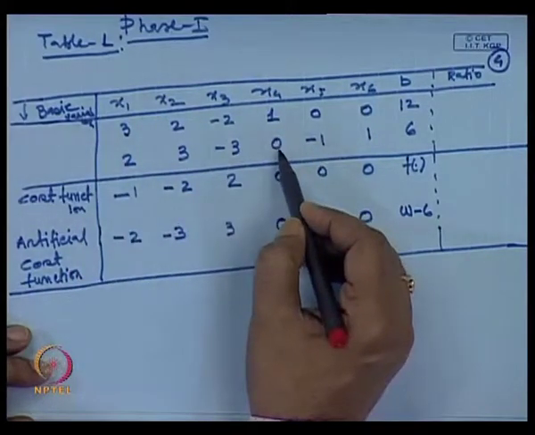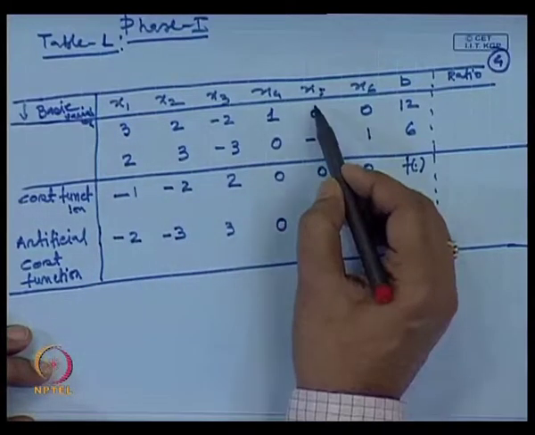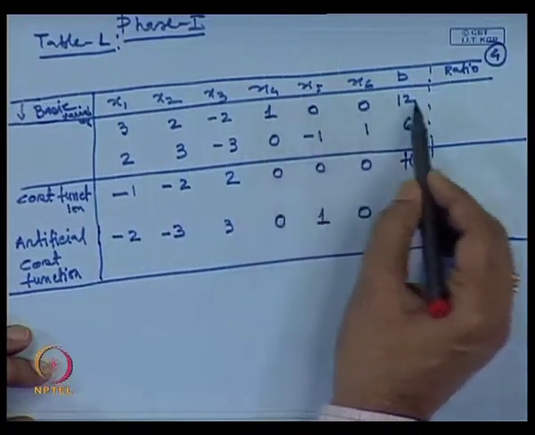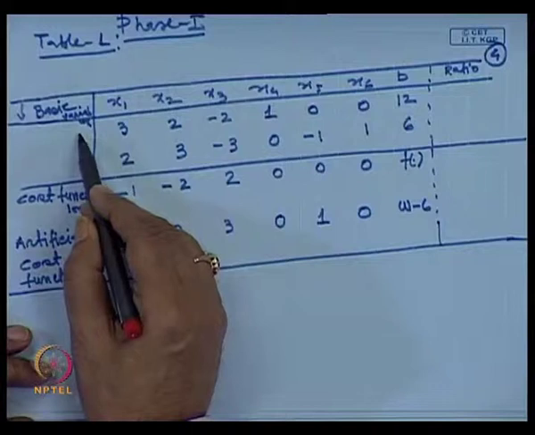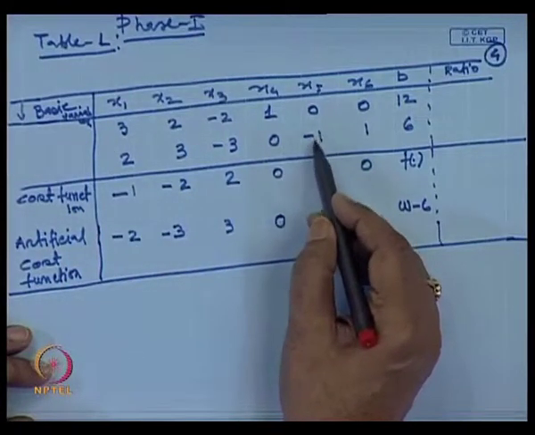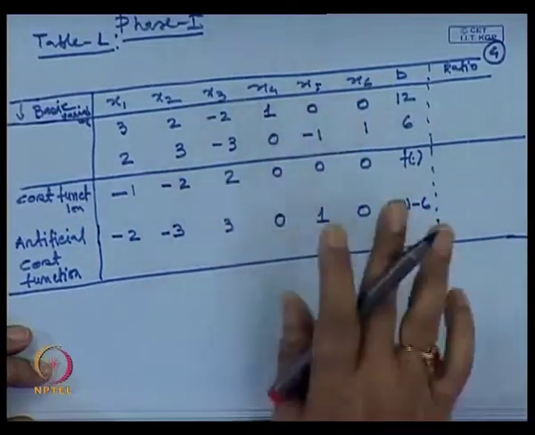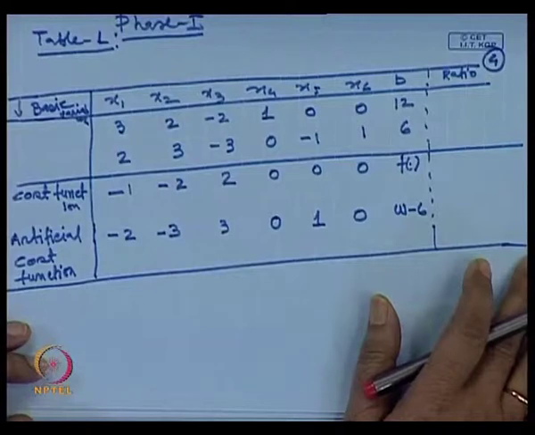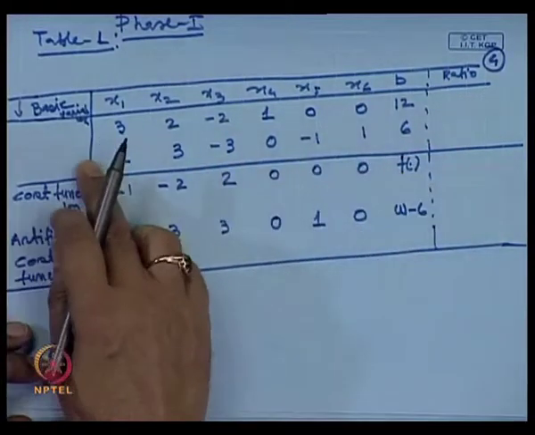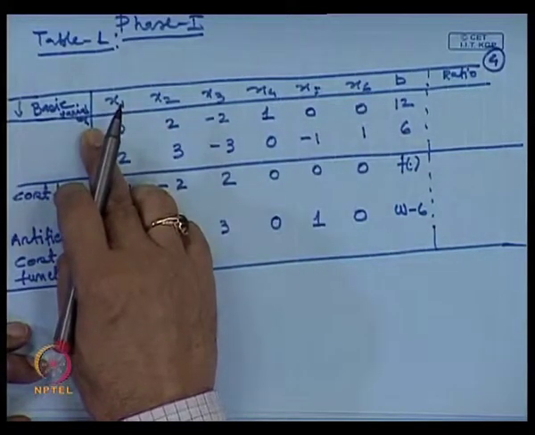it does not belong in equation number 2. Agree? But x 5, you see that x 5 does not appear in equation number 1, but it is with a minus sign. So, in order to make minus plus, this will be minus sign. So, this we cannot take as a basic variable, but x 6 appears only in equation number 2 with positive sign, and it does not appear in equation number 1.